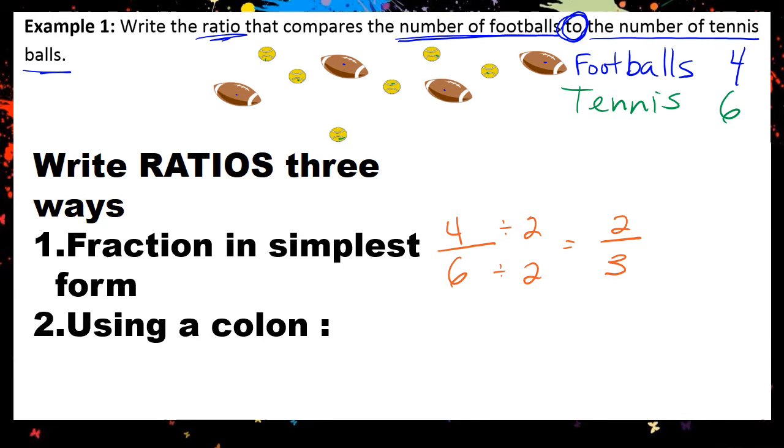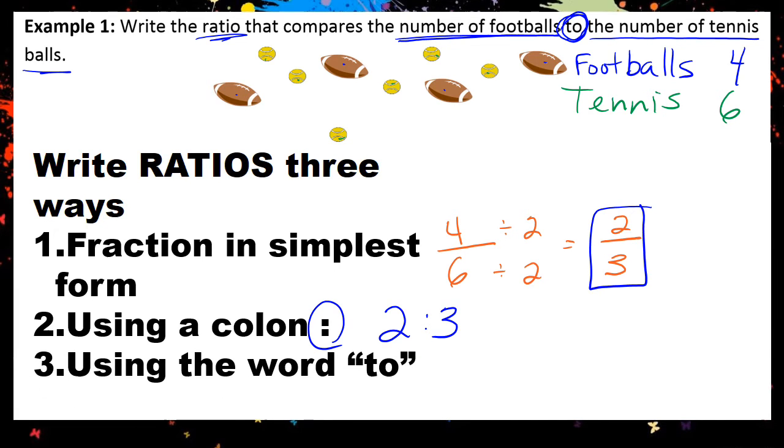Another way we can write ratios is using the colon, and it looks like this. We take our fraction in simplest form and write that as 2:3. And then we can use the word "to" to write out our ratio. We take our fraction in simplest form again, 2/3, and we write that as 2, the word "to," 3.